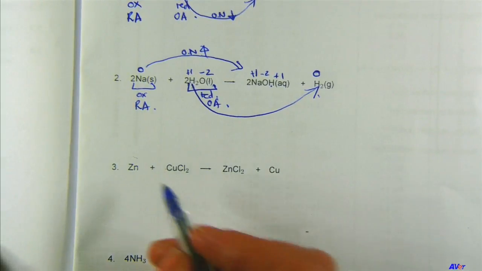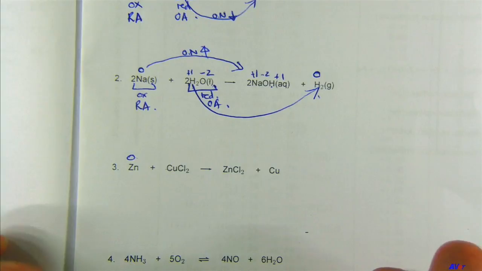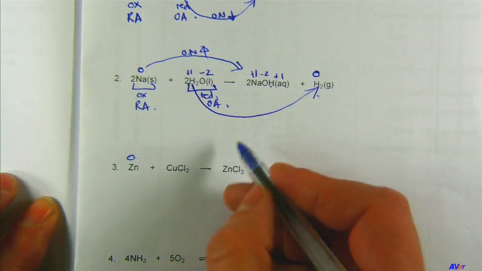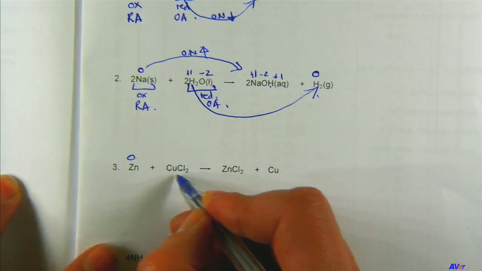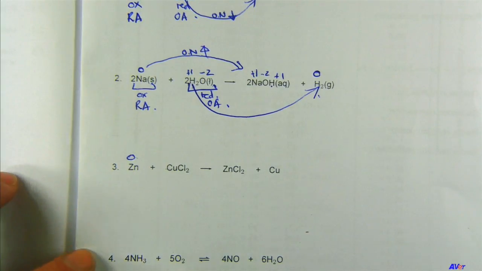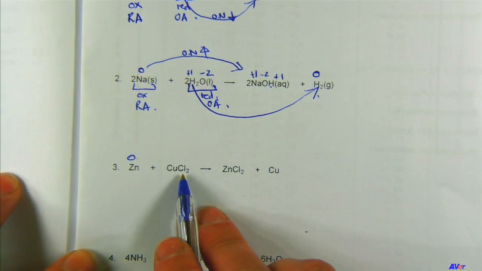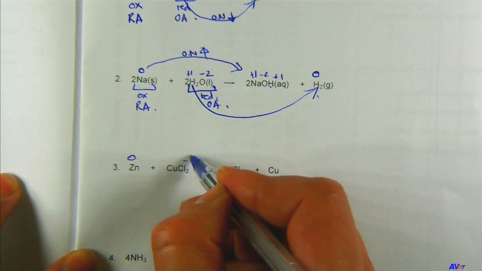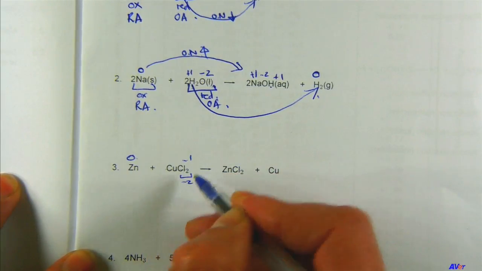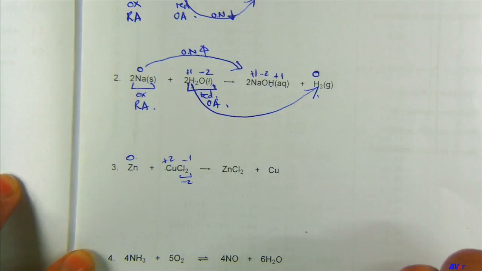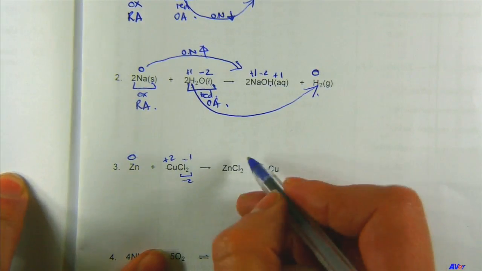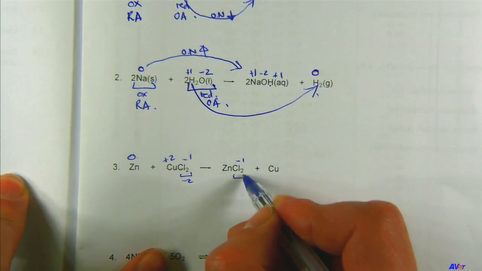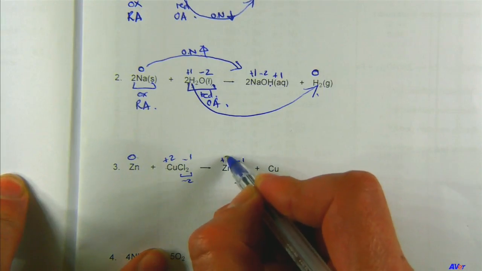Next one, you've got zinc. It's on its own, therefore it's got a 0 oxidation number. Copper bonded to 2 chloride atoms. What do we know about a chloride atom? Chloride is a -1, so altogether they are -2, so that copper is a +2. On the other side, chloride is -1, it makes that -2, that zinc is a +2.